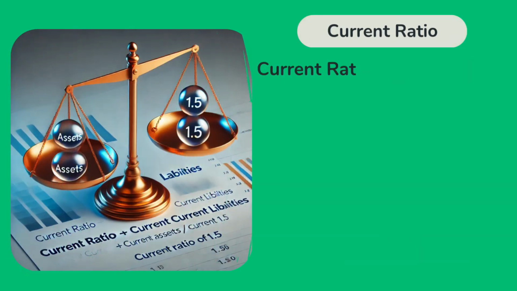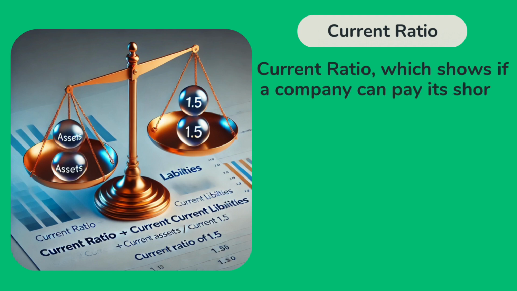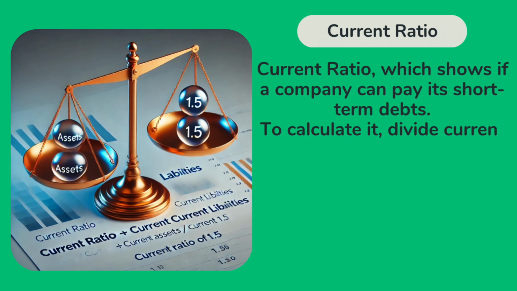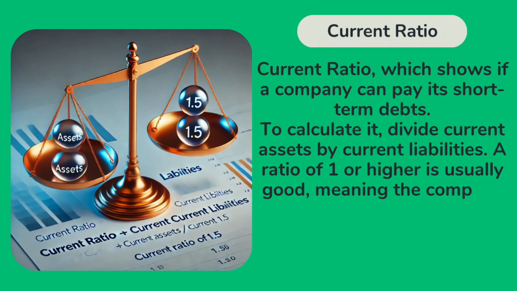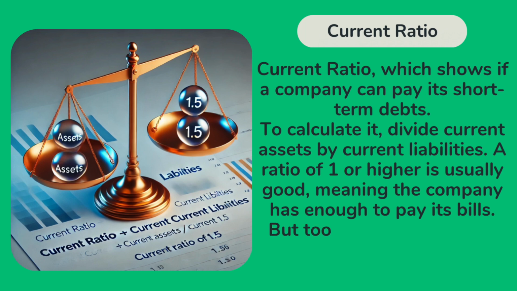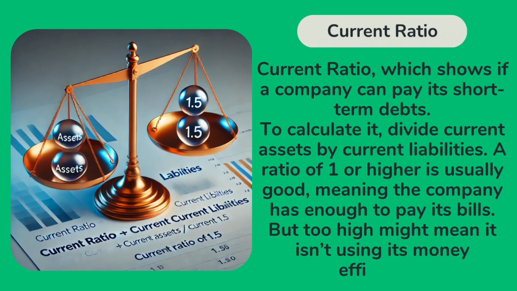Coming to our fourth ratio, it is the current ratio, which shows if a company can pay its short-term debts. To calculate the current ratio, divide the current assets by current liabilities. For example, if a company has a current ratio of 1.5, it means it has 1.5 times more assets than liabilities. This represents good financial stability.